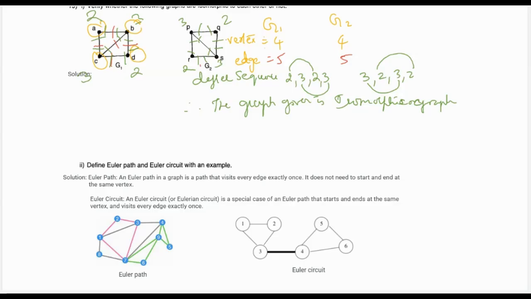Okay, next question is: define Euler path and Euler circuit with an example. An Euler path is a path in a graph that visits every edge exactly once. For example, we can take 1 to 7, then 7 to 3, then 3 to 2, and 2 to 1, ending at the same vertex. Then what is an Euler circuit? An Euler circuit is a special case of the Euler path that starts and ends at the same point. So what I showed you can be taken as an Euler circuit. For the Euler path, every edge should be visited only one time, and here we are visiting every edge only once. So that is an example for both Euler circuit and Euler path.